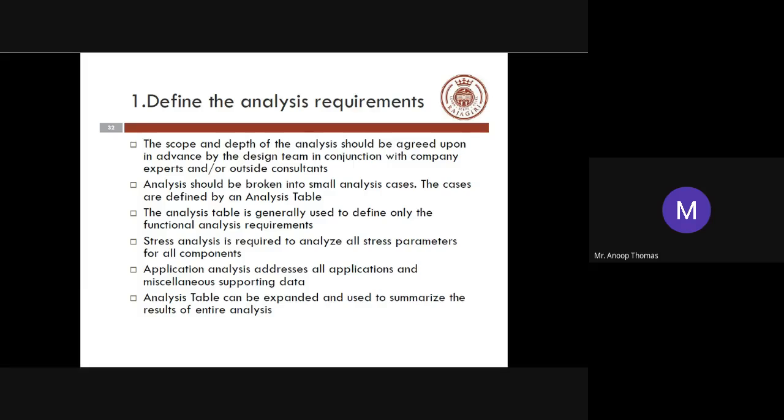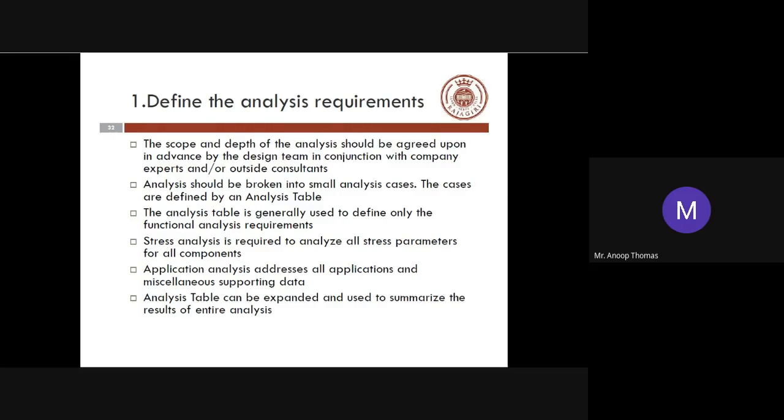And then it is split up into different tables. It's bound to different cases. Analysis always has cases: case 1, case 2, case 3. Small analysis cases. The cases are defined by something called an analysis table. Inside an analysis table, you'll have case 1, case 2, case 3. It's a typical way of representing an analysis kind of setup.